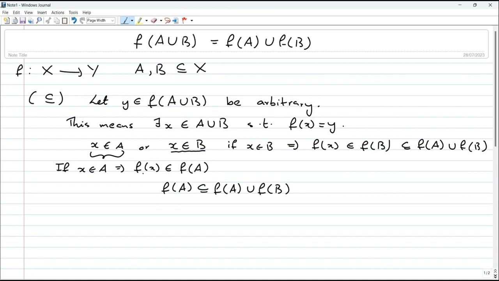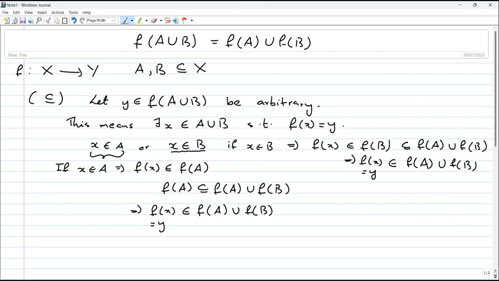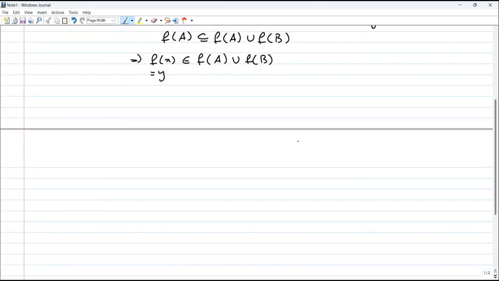So if f of x is in f of A, then this implies f of x is in f of A union f of B. And the same thing here. This also implies f of x is in f of A union f of B. But f of x is the same thing as y. So what it shows is that if y is in the left-hand side, then y is in the right-hand side. So that means every element in the left-hand side is in right-hand side. So the left-hand side is a subset of right-hand side. Okay, that's one direction done.